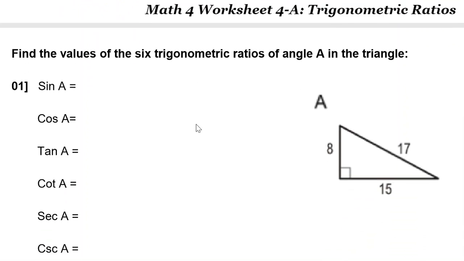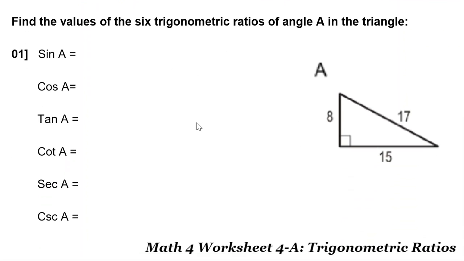Okay, let's try this again. From the perspective of angle A that is now up here, our opposite is down here, 15. There's the right angle, which means that 17 is the hypotenuse, and 8 must be the adjacent.